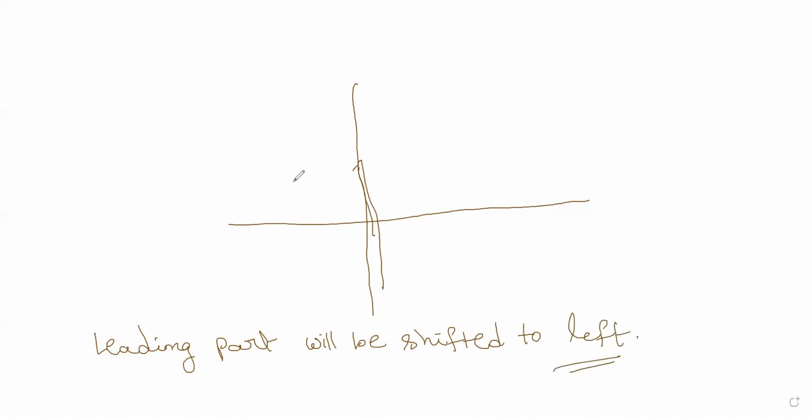Now we draw the phasor diagram. So for drawing the phasor diagram, what we do: both the current and voltage have to be represented. Because current is leading, always remember the leading part will be shifted to left. This principle you remember, it's very useful. Leading part will be shifted to left.